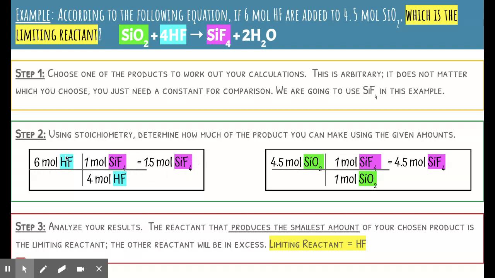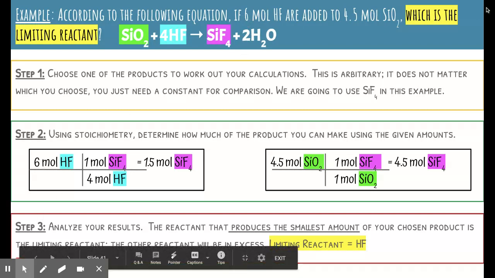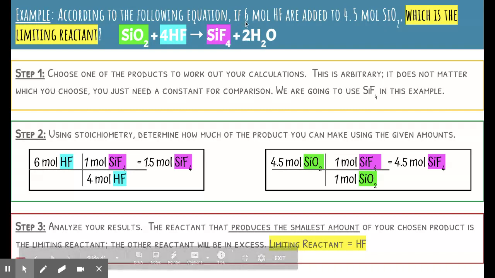So our limiting reactant in this case is the hydrogen fluoride, because we can only make 1.5 moles with this starting amount. Now, if we increase this to 12, could we make more? Yeah, but in this situation, you're in a lab and you only have 6 moles of hydrogen fluoride, so we can only produce 1.5 moles of silicon tetrafluoride. Okay, so it's a lot of steps, but it's nothing new necessarily. You're just taking all of the reactants and comparing the product that you can make.